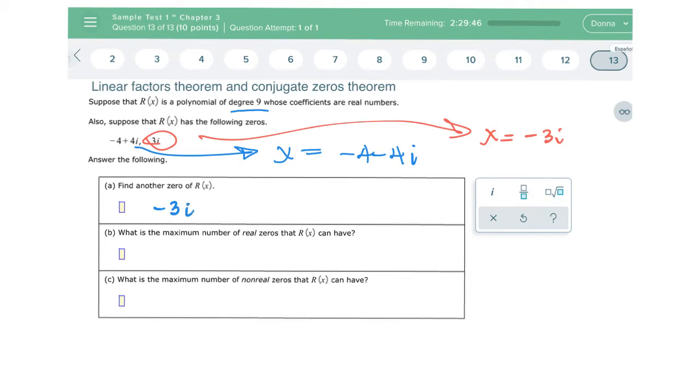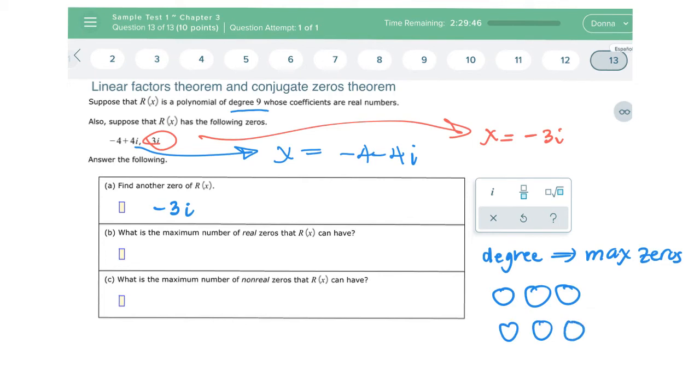Then they ask, what's the maximum number of real zeros that r of x can have? So the number of real zeros that r of x can have is going to be 9. They might not be distinct, but the most that they can have is the degree of the polynomial. So what I'm going to do is draw a circle for those 9 zeros. So 1, 2, 3, 4, 5, 6, 7, 8, 9.